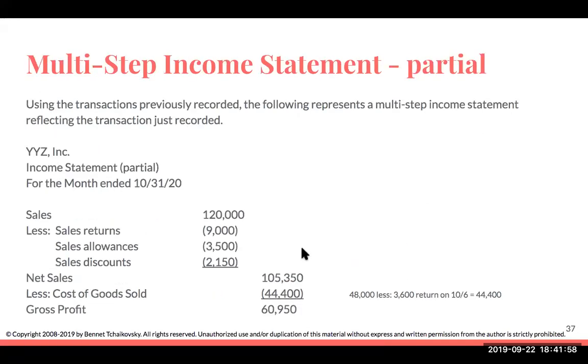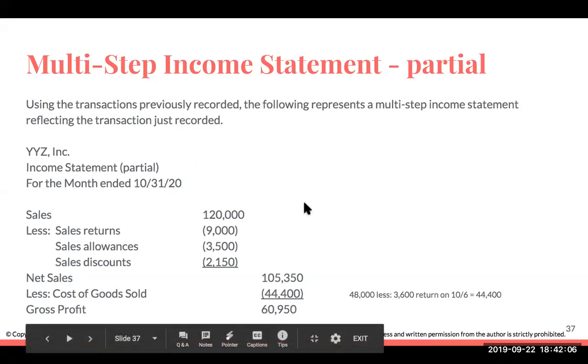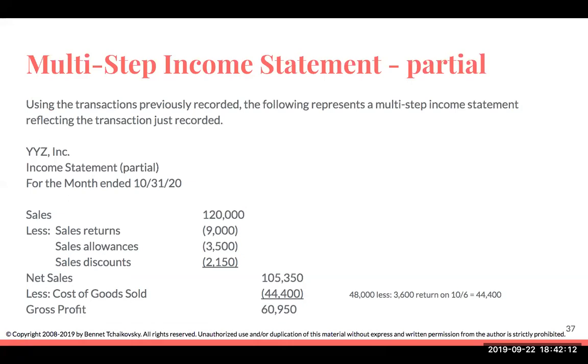So when we look at this whole thing in terms of the multi-step income statement, if I were just to look at it for this transaction, this is how it would look. I would go back to the financial statements of Home Depot just to see how that was reflected. So I've got the YYZ income statement now. Instead of a single-step income statement, we're doing a multi-step income statement, and this is a partially prepared one.